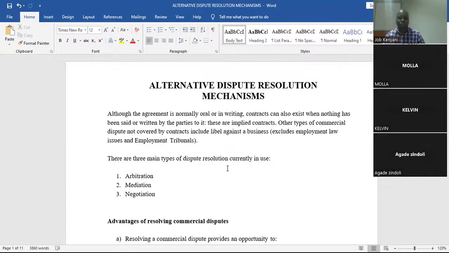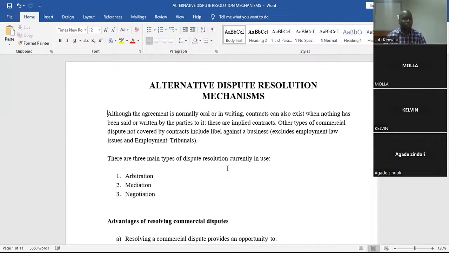Instead of having to go to the court, they can go for the alternative dispute resolution mechanisms. There are several of them, but of course, these three are the major ones that we'll look at, along with some of the characteristics of these three, and the advantages and disadvantages of arbitration, mediation, and negotiation as an alternative way of resolving a dispute rather than going to the court.